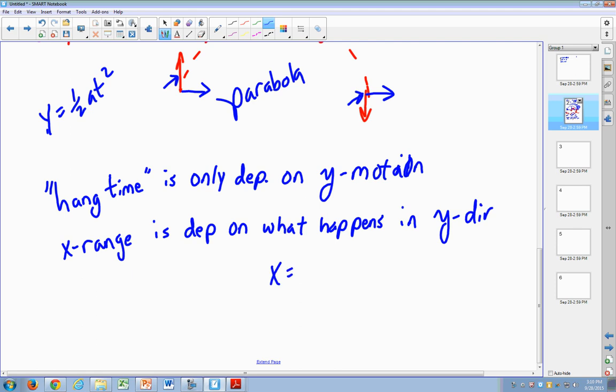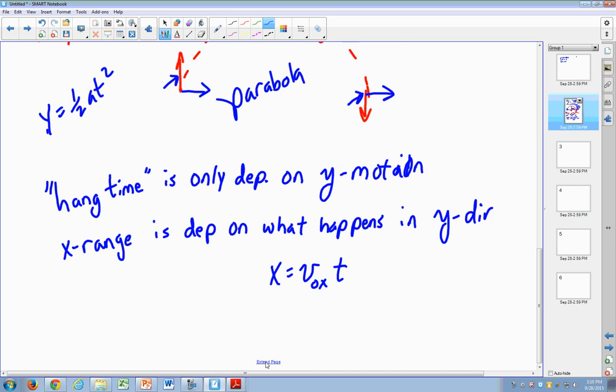Because the range is x equals v naught x times t, or x equals vx times t. So since the time is dependent upon what happens in the y direction, how high it goes, right, then this time is also related to the x range. So the range is dependent upon what happens in the y direction. That's why we usually start out by finding the time if we don't have that time.